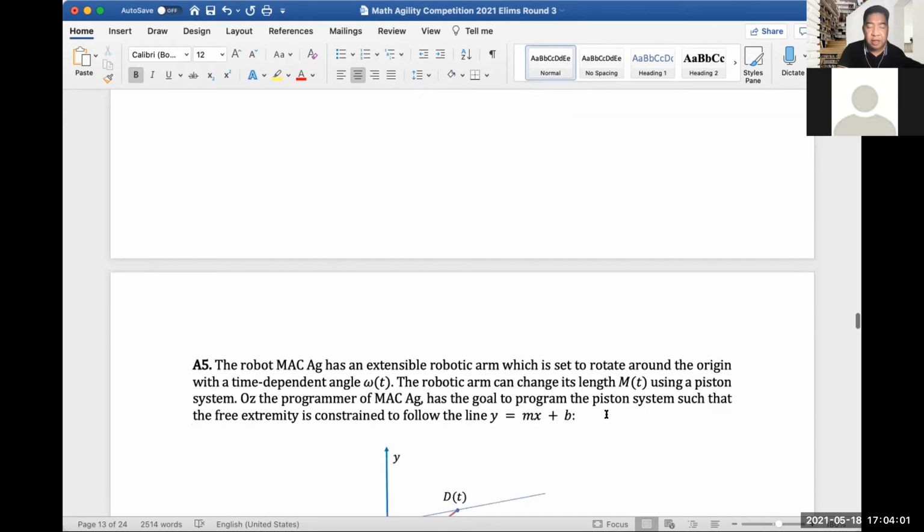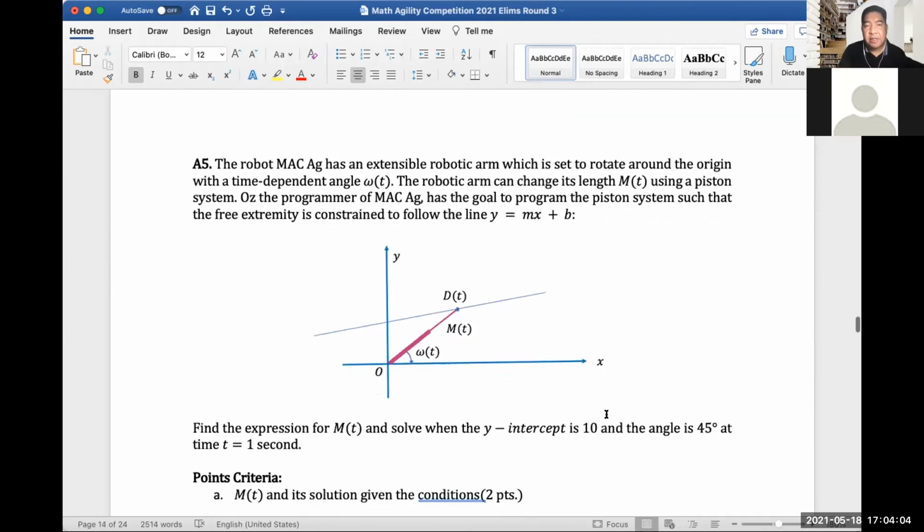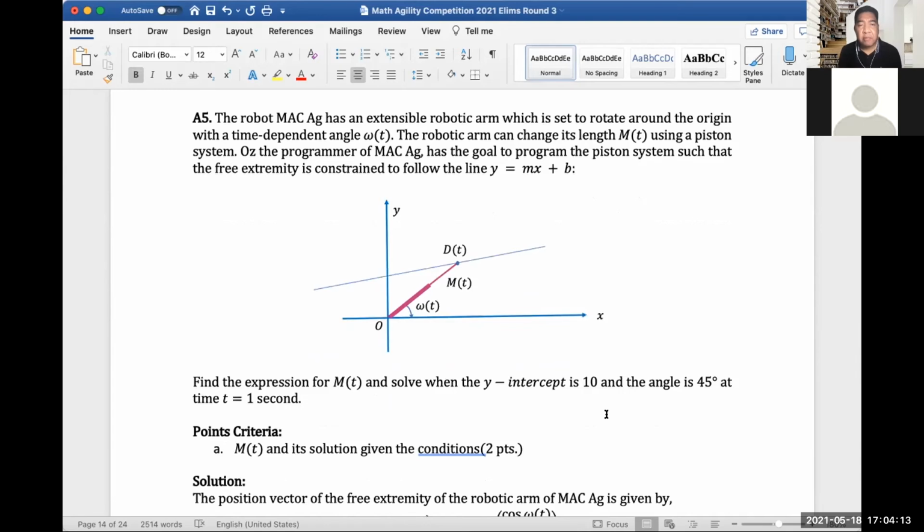So let's move to question, no, that was number 4. So let's move to question number 5 on the average problems. Let me read the question. The robot Mac AG has an extensible robotic arm which is set to rotate around the origin with a time-dependent angle omega t. The robotic arm can change its length m of t using a piston system. Oz, the programmer of Mac AG, has the goal to program the piston system such that the free extremity is constrained to follow the line y equals mx plus b.